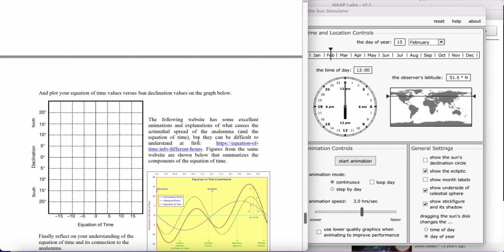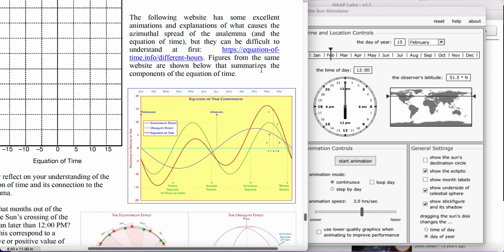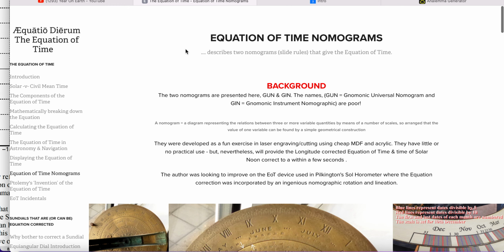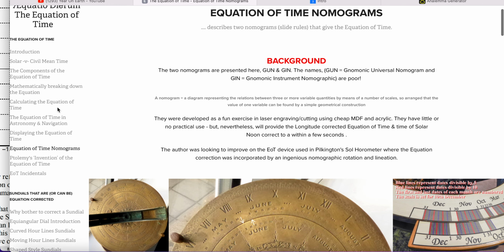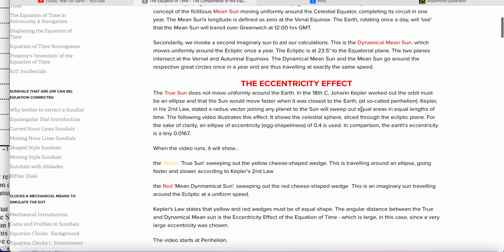All right, so back down to there. Then I have some more background information, right? So we saw that information-heavy, but very interesting video at the beginning. Well, there are some really neat web pages that I have some links to here. So let's take a quick look at that as we wrap things up. This is the page called the equation of time, all right? And the one you're going to be looking at is the components of the equation of time. That's primarily what you want to look at.